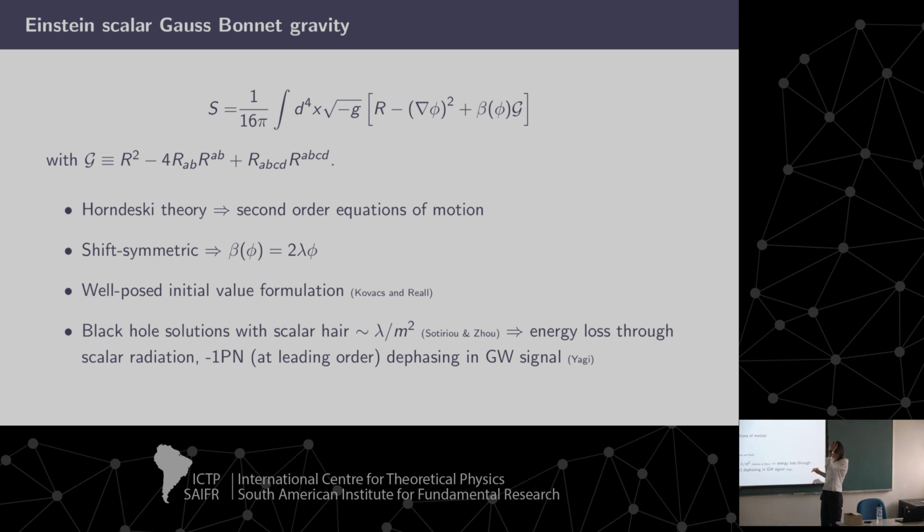The reason why this is interesting is that because you have this scalar profile, you're going to have an additional energy channel through which your black holes are going to lose energy when they're in a binary. For those familiar with post-Newtonian theory, this is going to modify the signal at minus one PN, so at low frequencies. You said that if lambda equals 0, then you just have GR, but you have GR plus the scalar which is coupled to GR already.